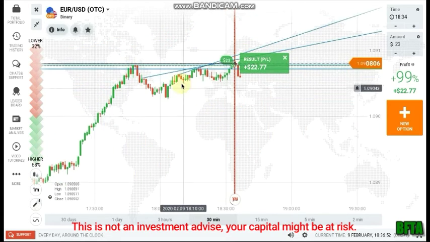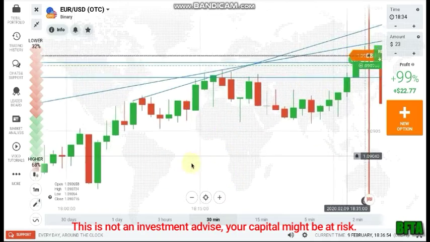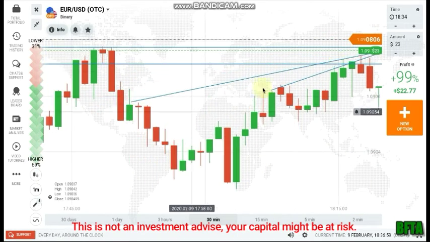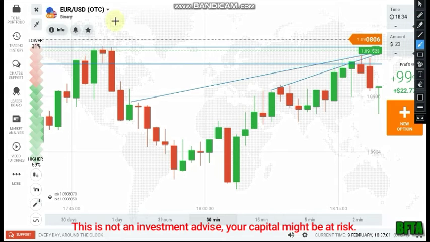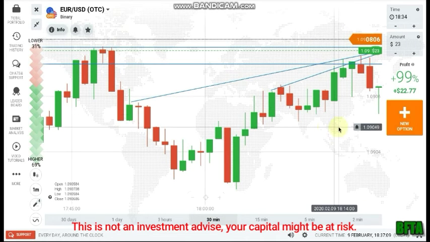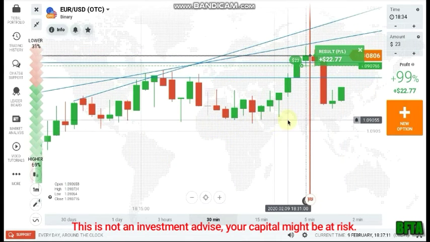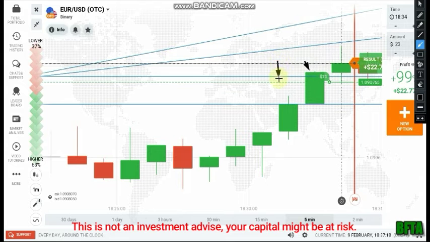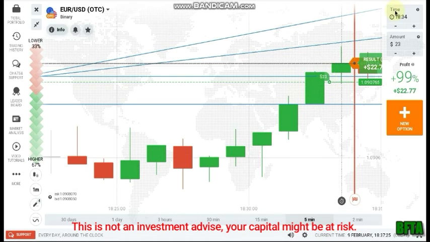Yeah, I place a call option because, let me show you. Okay, this is seller's area. Let me show you. This is seller's area and a strong seller's entry. Okay. And this candle closed above the seller's entry with a strong body, so it means the next candle will go more up. That's why I place a call option.